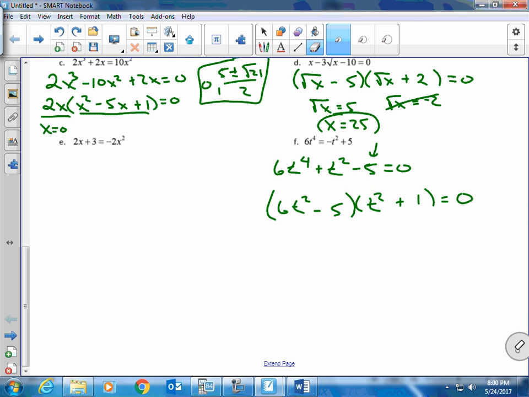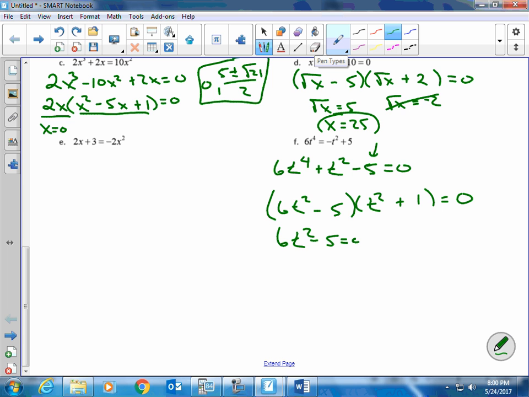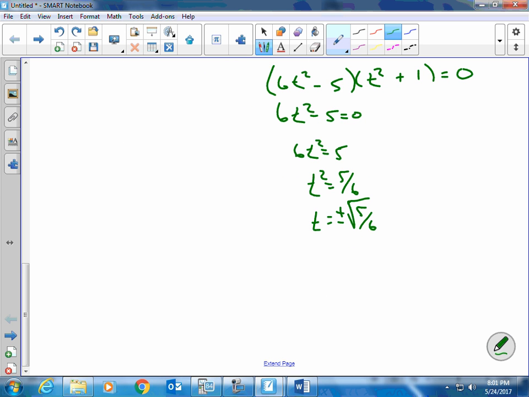What will make each of these 0? When will 6t squared minus 5 equal 0? When 6t squared equals 5, when t squared equals 5 over 6, and so t equals plus and minus the square root of 5 over 6. But remember, we can't have a square root on the bottom, so t equals plus or minus, multiply top and bottom by the square root of 6, and so I get the square root of 30 on top, and I get 6 on the bottom.